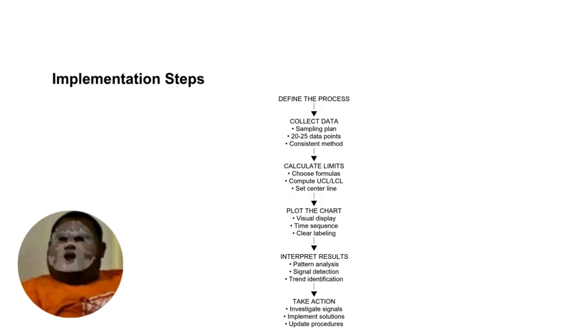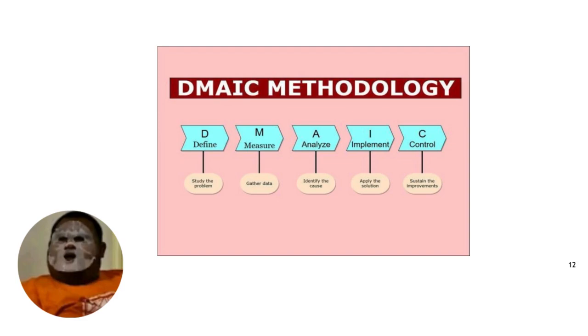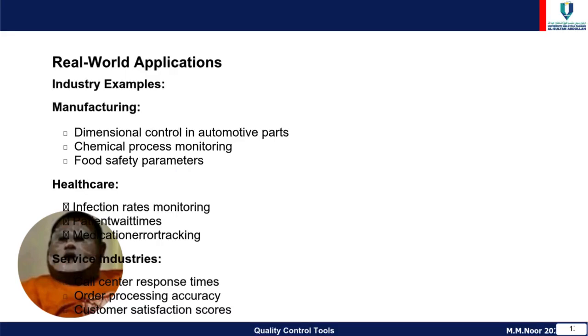Implementation steps. First, you need to define the process, then collect data, then calculate limits, UCL and LCL, and plot the chart for visual display. Interpret results using pattern analysis, signal detection, and identifying trends. Next, you have to take action: investigate signals, implement solutions, and update procedures. This is the DMAIC methodology: define, measure, analyze, improve, control.